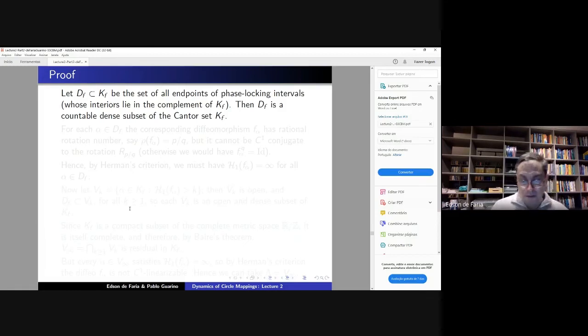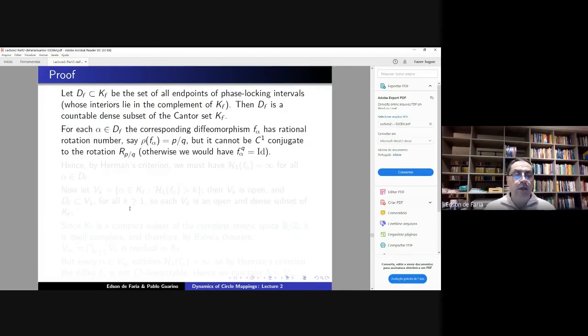So these points, this is a countable dense set of points inside the Cantor set, okay? And like I said, for each parameter alpha in this dense set of points, the corresponding diffeomorphism has a rational rotation number, but it cannot be C1 conjugate to the rotation R P over Q, because in that case you would have to have F alpha to the Qth power equal to the identity, and this violates the hypothesis we made on F, okay?